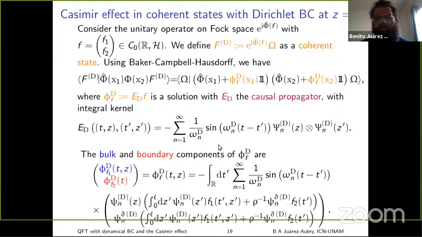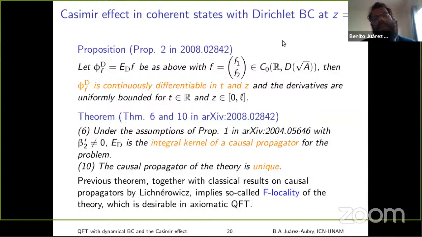Okay, so now I've just said words and I've told you that this is a classical propagator, and now you don't believe me. So we have a proposition in one of our papers that shows that this is the causal propagator. So first of all, we show that these are solutions that are continuously differentiable in T and Z, and that the derivatives are uniformly bounded for T in the reals and Z in the interval. So we have enough regularity to compute the Casimir energy. And now we prove that E can be viewed as the integral kernel of a causal propagator for the problem, and that it is unique in this theory.